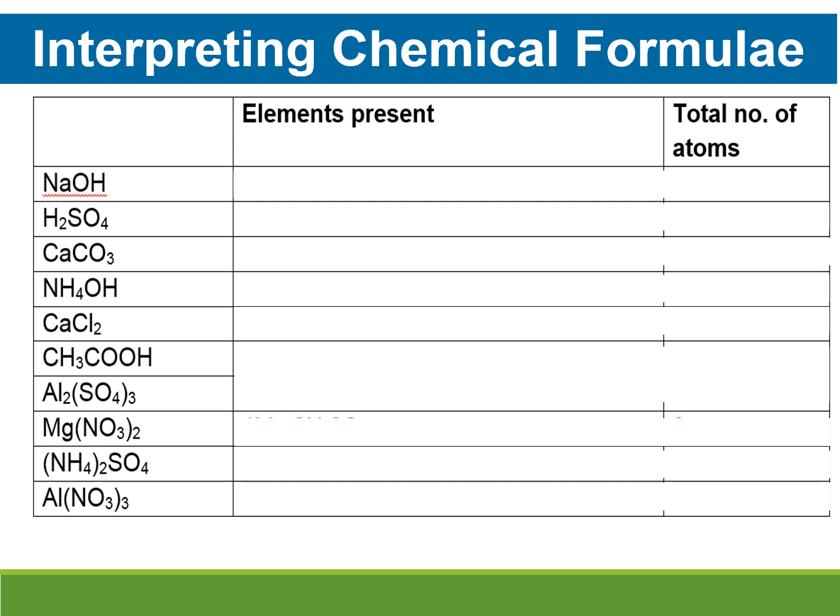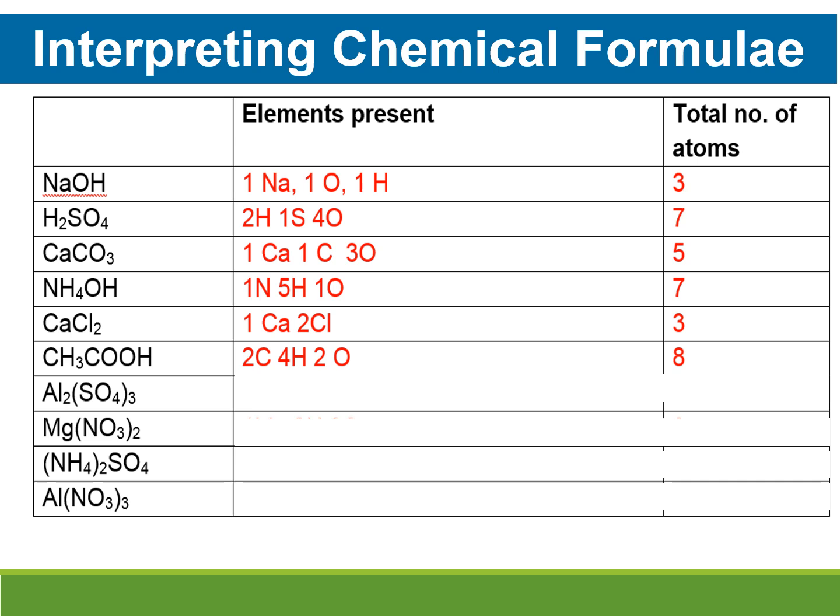So on the left-hand side, there is a list of chemical formulae, and we're going to look at how many elements are present and how many atoms of each element are present. So, for example, sodium hydroxide has 1 sodium, 1 oxygen, and 1 hydrogen, which is 3 atoms. If we then look at sulfuric acid, it also has 3 elements present. It has hydrogen, sulfur, and oxygen, but this time it has 2 hydrogens, 1 sulfur, and 4 oxygens, so it has 7 atoms in total. Pause the video and try the next 4.